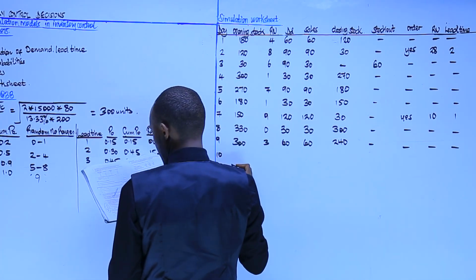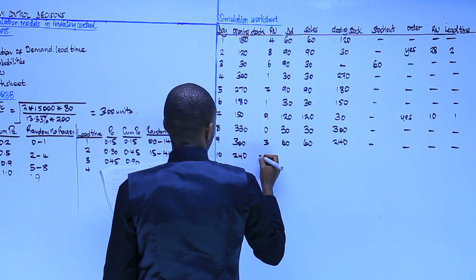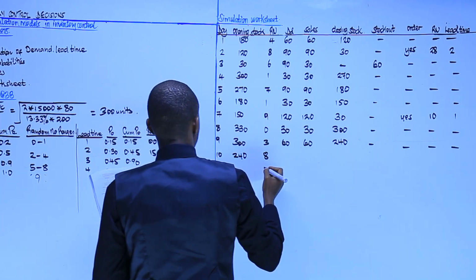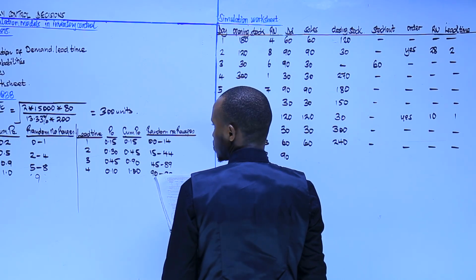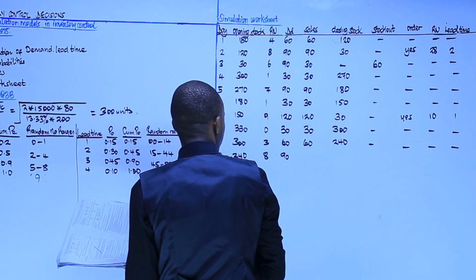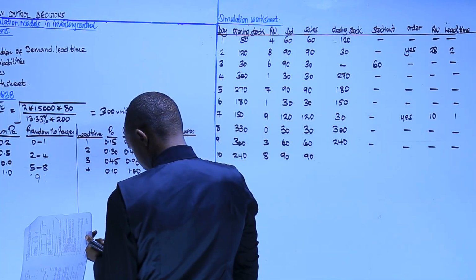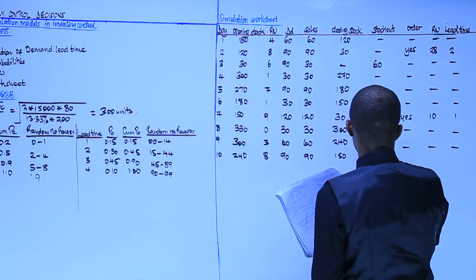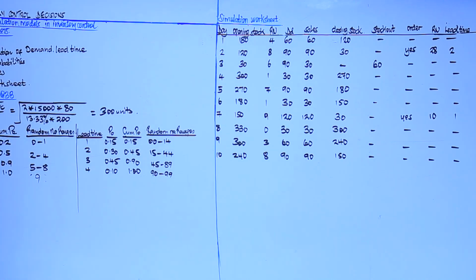Then on the 10th day, 240, random number is 8, so you'll sell how much? 90. This is 150. Right. And that is that. That is how you simulate that worksheet.